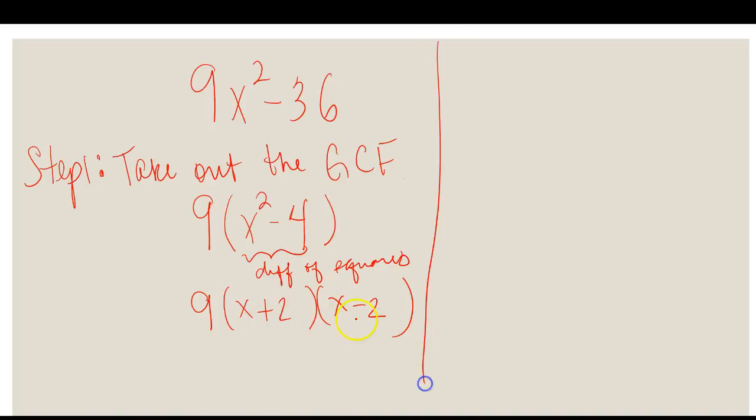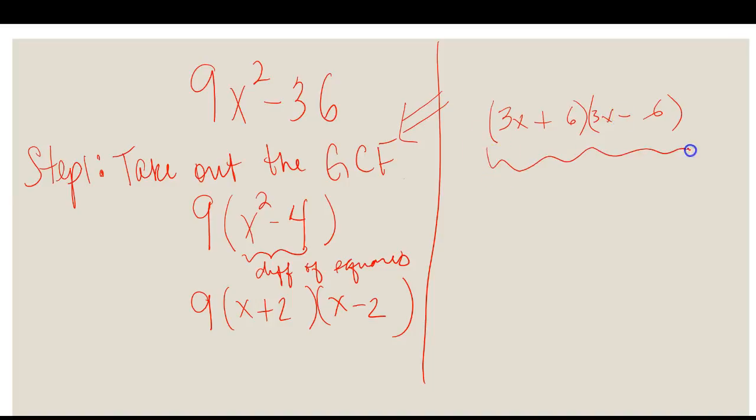Now, alternatively, if you did not recognize that 9x squared minus 36 contained a greatest common factor, and you saw that it fit the description of a difference of squares, okay, let me just emphasize this is the way I want you to do it, the way to the left. But let's say you didn't recognize that 9x squared minus 36 had a greatest common factor. Alternatively, you could start off with saying the square root of 9x squared is 3x, the square root of 36 is 6, plus or minus.